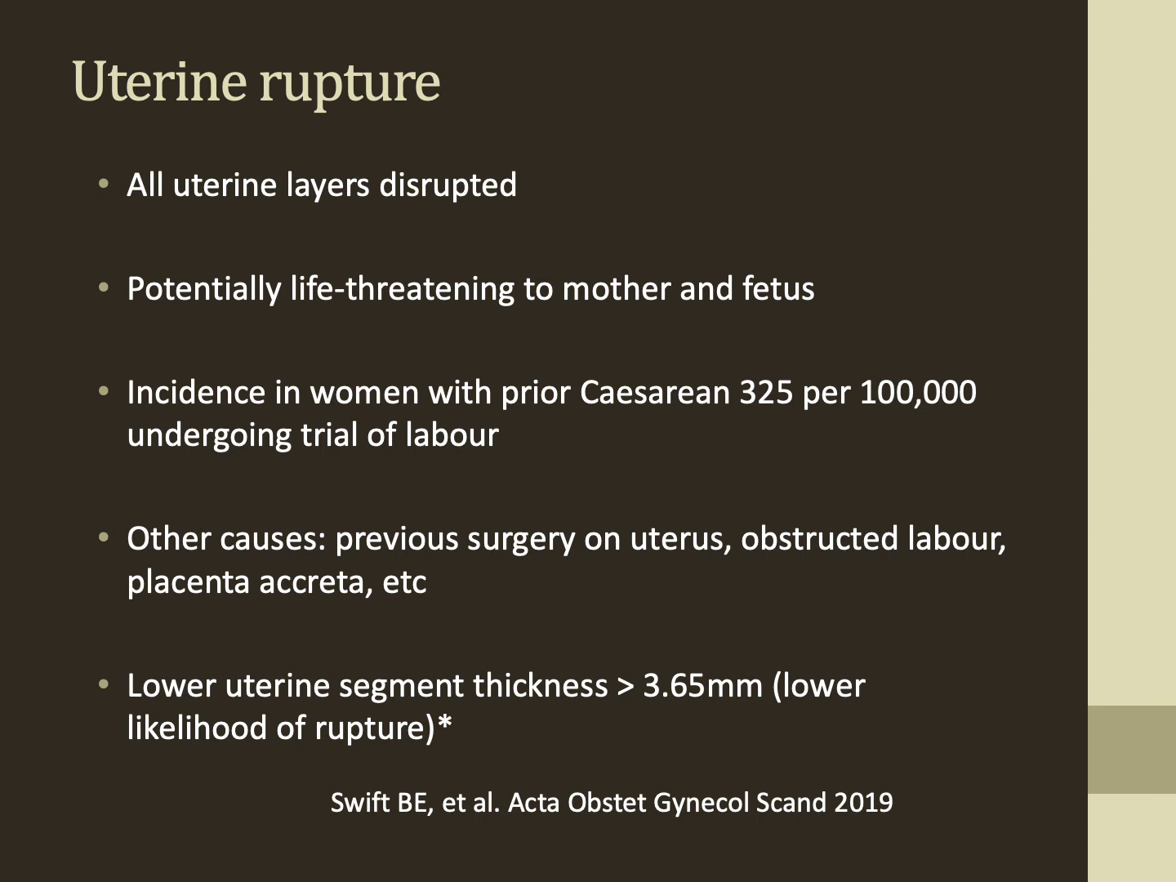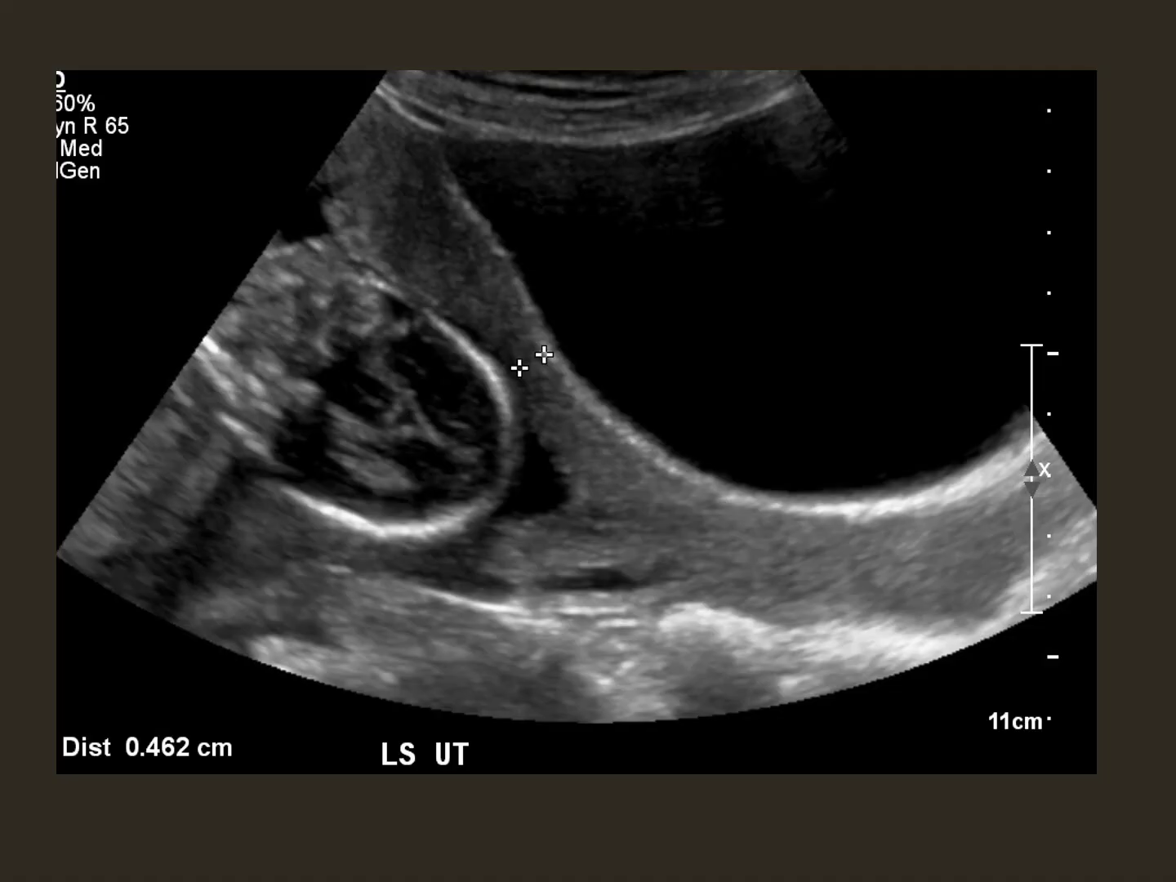Swift et al. found that women with a lower uterine segment thickness of more than 3.65 millimeters have a lower likelihood of uterine rupture. This is based on a systematic review and meta-analysis of 28 observational cohort studies. As the caesarean scar is not easily identified, the ultrasound measurement for the lower uterine segment thickness is usually performed at around the estimated site behind the bladder dome, as shown in this image.